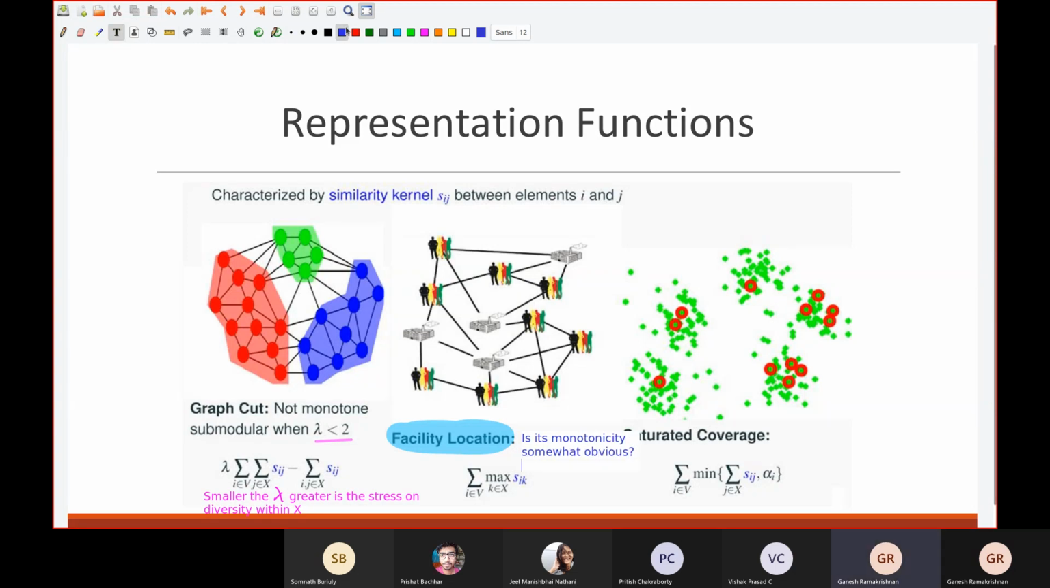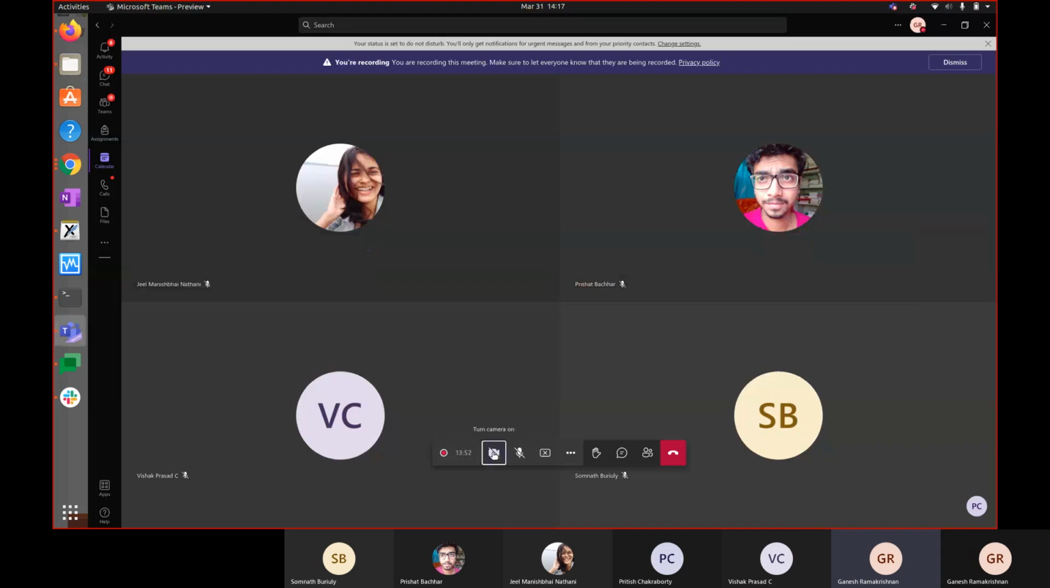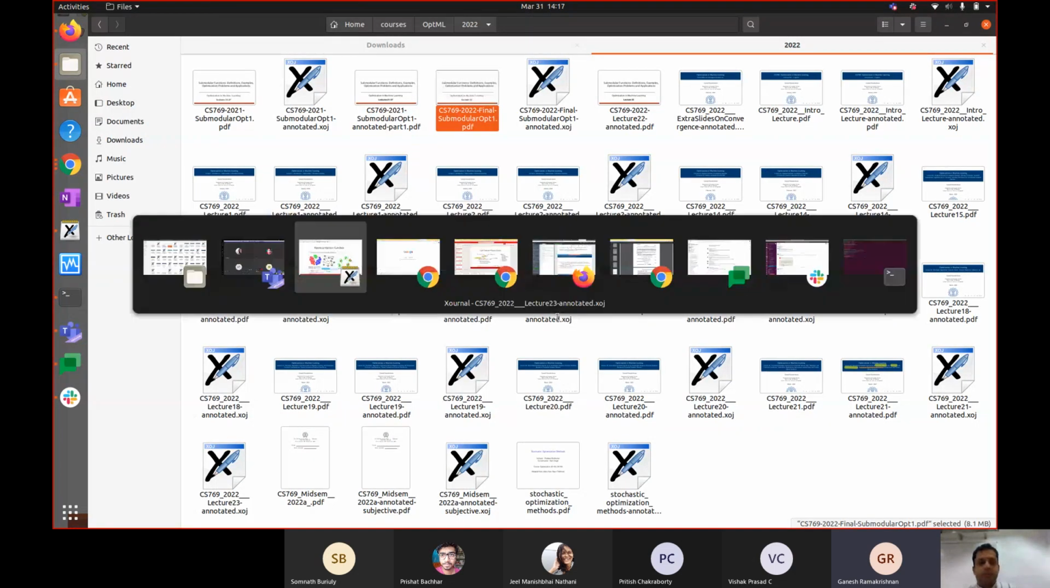X is larger than S, so the value will be greater, because points which are farther away from some previous point will then contribute more. Right, so let's turn on my camera. Yeah, it's a good point brought out.